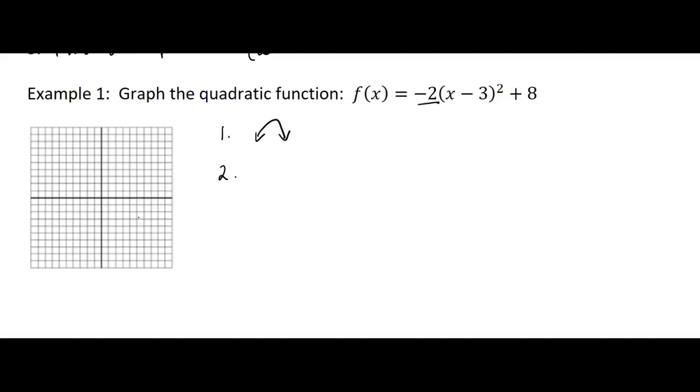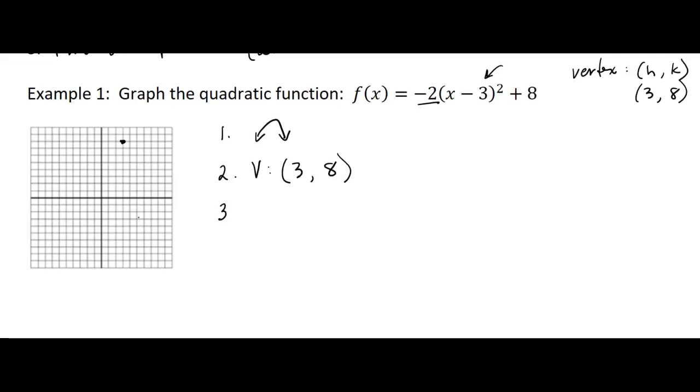Step 2, find the vertex. Okay, so remember the vertex is (h, k). I think we already said that, but I'll just write it again. So in this case, my h is 3 and my k is 8. So that's the vertex. Sometimes I just put V for vertex. (3, 8). So I'm going to graph 1, 2, 3, 8. And it's way up there. Okay, that's really important. Now that we know where the vertex is, that can help us know how things are going to go. We know it's upside down.